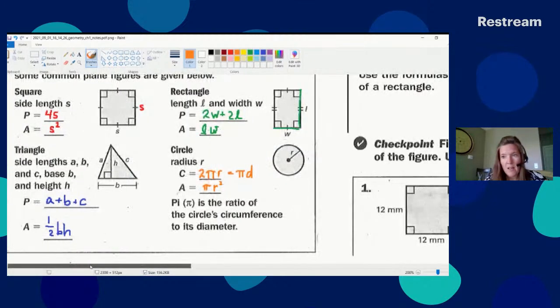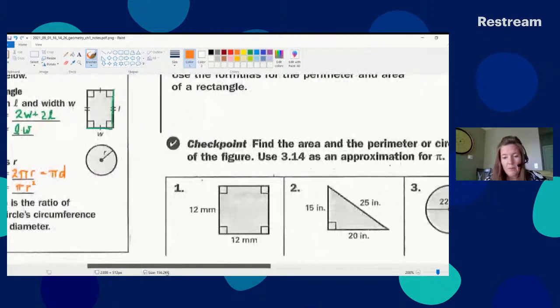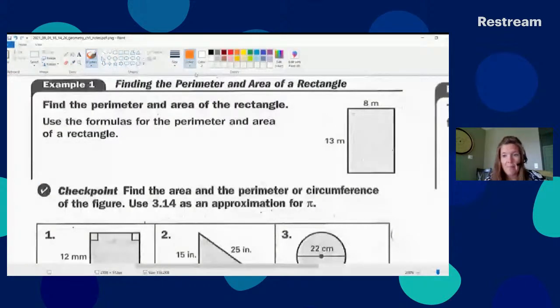I'm going to do them. If you want to, you can, well, I'd like you to do them along with me. You can always pause the video, like we're going to do example number 1. You can pause it now, try it out, and then see what we get. So example number 1 says, find the perimeter and area of this rectangle.